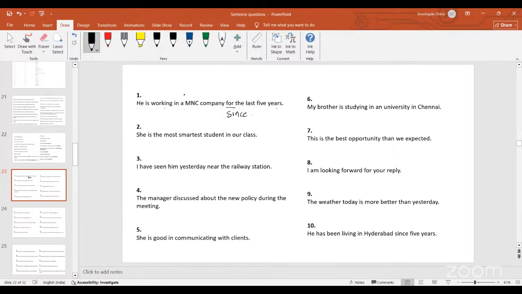Yes. Like simply you told the answer, but no need to keep that here anyhow. So simply here the article is the mistake. MNC is there, right? So what is the correct article here? It is an. As you can see, the sound of M is a vowel sound. So the right option is an. Next. She is the most smartest student in our class.